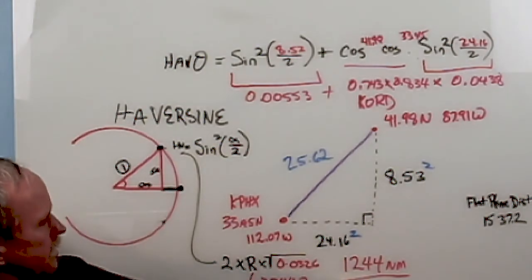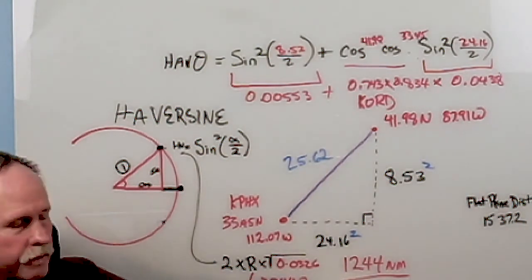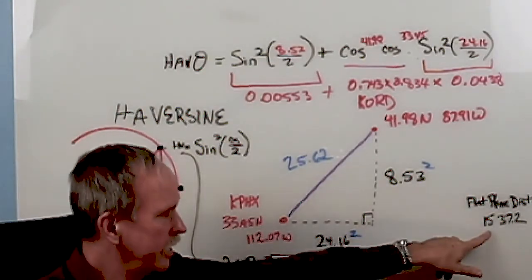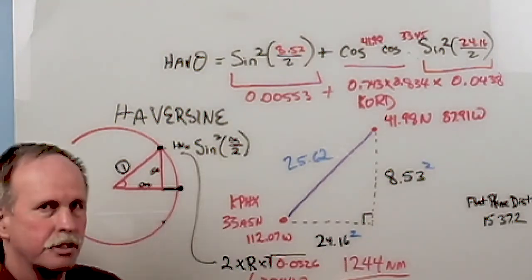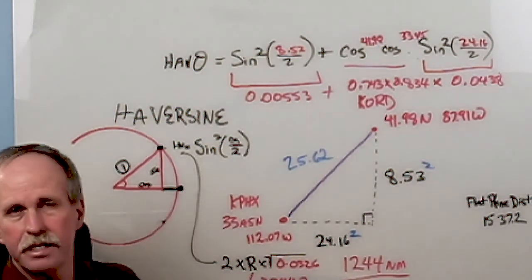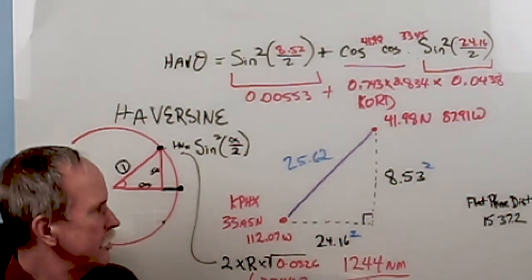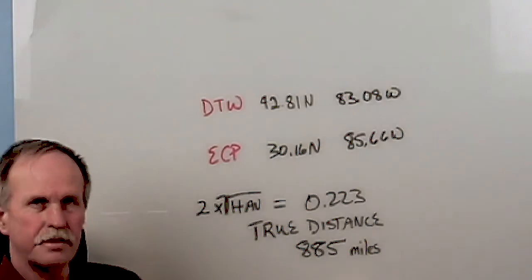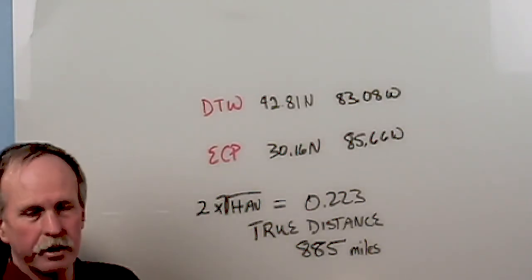The correct answer, which is 1251, is much closer to this number than it is to that one. And as a result, that confirms that our model, which is a spherical Earth, is much closer to reality than any flat plane.